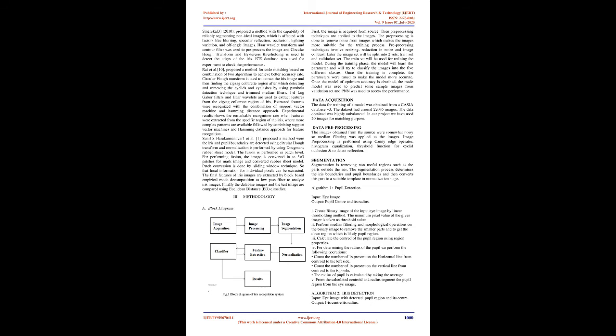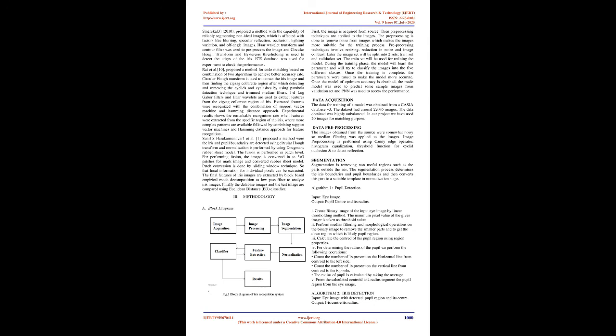Sunil S. Harakannanavar et al. proposed a method where the iris and pupil boundaries are detected using circular Hough transform, and normalization is performed by using Daugman's rubber sheet model. The fusion is performed at patch level. For performing fusion, the image is converted into 3x3 patches for the mask image and the converted rubber sheet model. Patch conversion is done by a sliding window technique, so that local information for individual pixels can be extracted. The final features of iris images are extracted by block-based empirical mode decomposition as a low-pass filter to analyze iris images. Finally, the database images and the test image are compared using a Euclidean distance, ED, classifier.